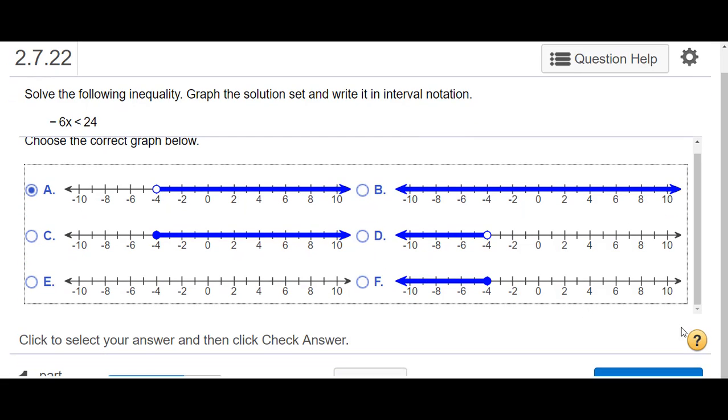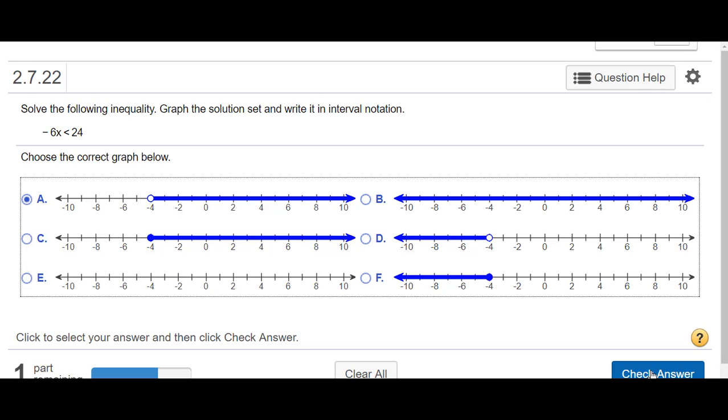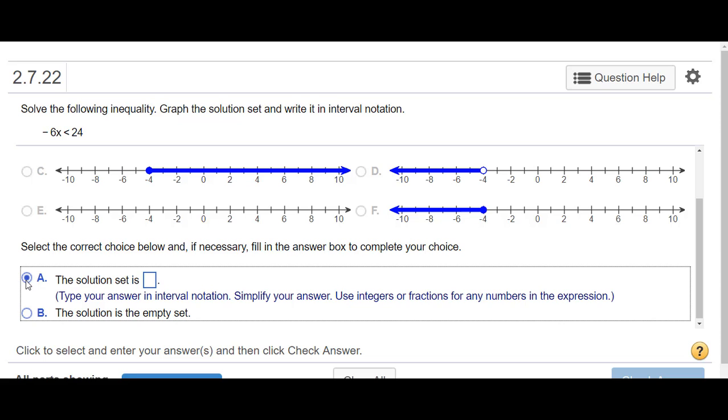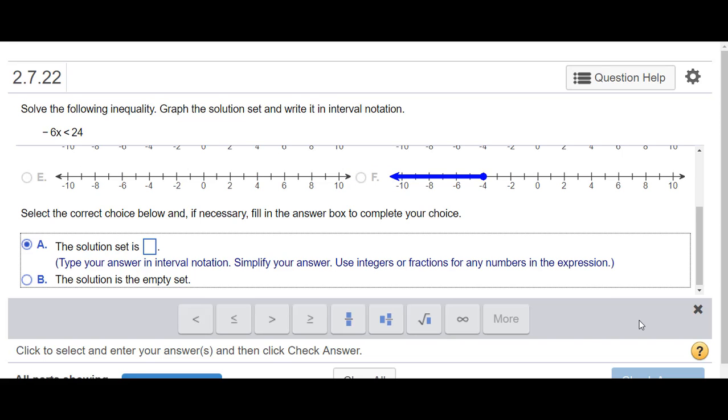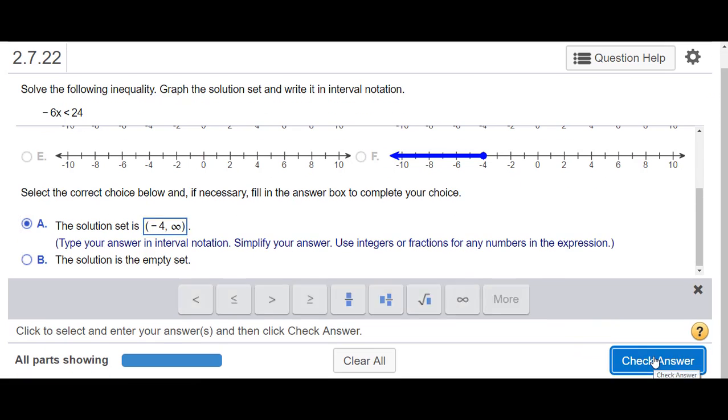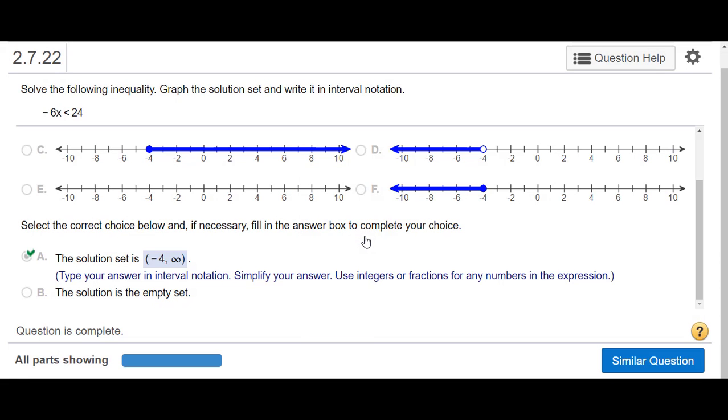All right, so I select A. That's the graph that describes my solution set. And then I select A because I do have a solution set, and I'm going to give it in interval notation. So I type in a parenthesis, negative 4, comma, infinity. And that basically means negative 4 is not included, but all numbers to the right of negative 4 are included in the solution set. And let's check our answer. And it is correct.